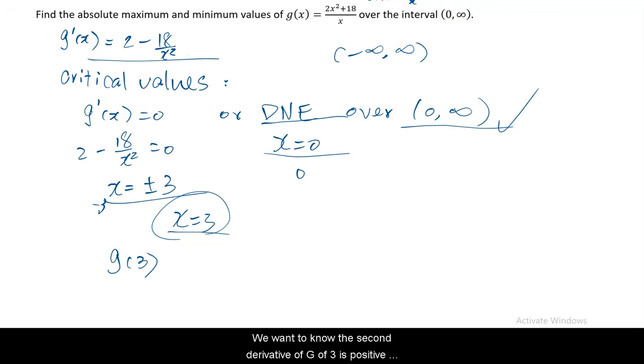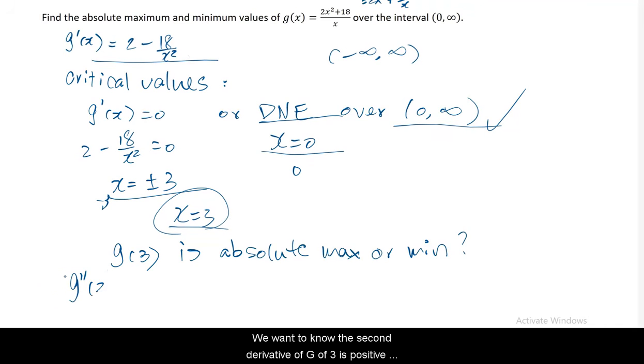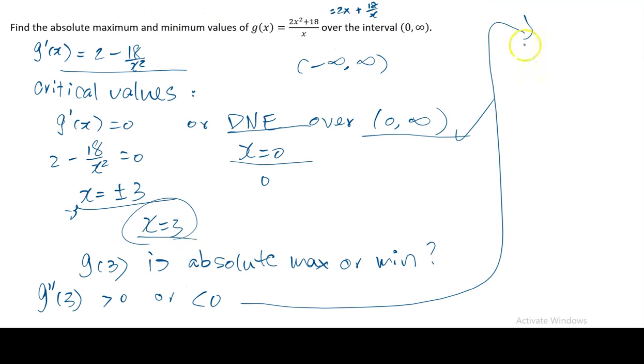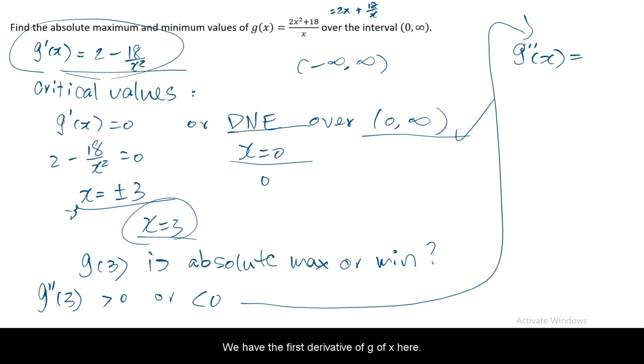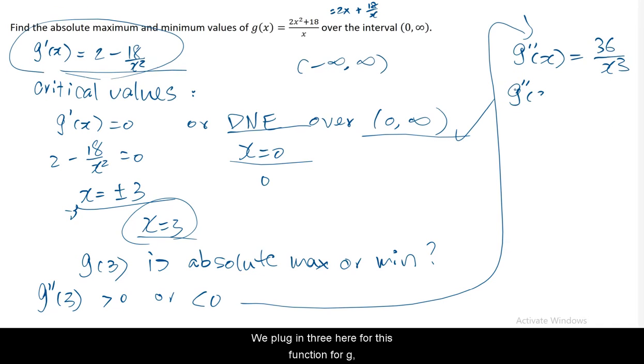We want to know if the second derivative of g at 3 is positive or negative, right? So that will tell us if we have this value as absolute maximum or absolute minimum. So here I want to find the second derivative of g of x. We have the first derivative of g of x here, so that is 36 over x cubed. We plug in 3 here for the second derivative of g. It's 36 over 3 cubed.